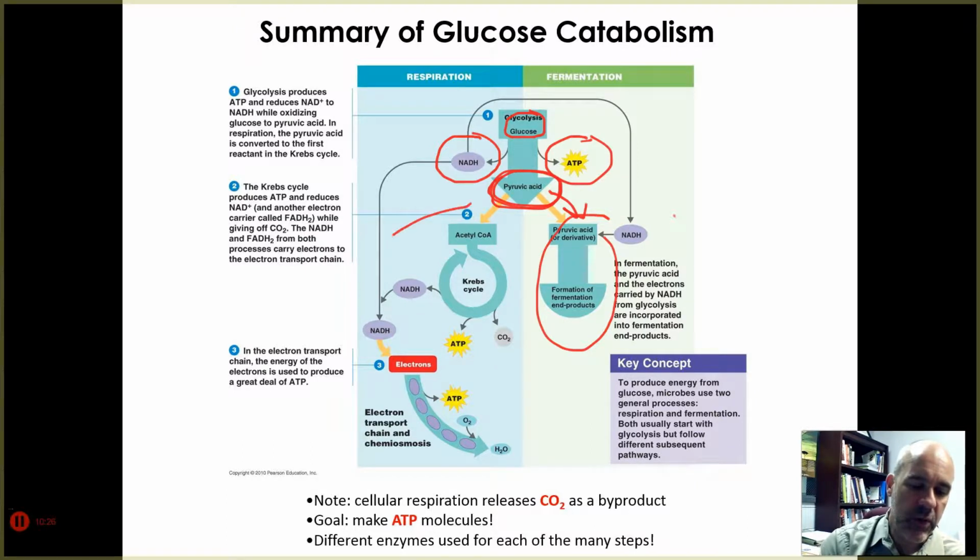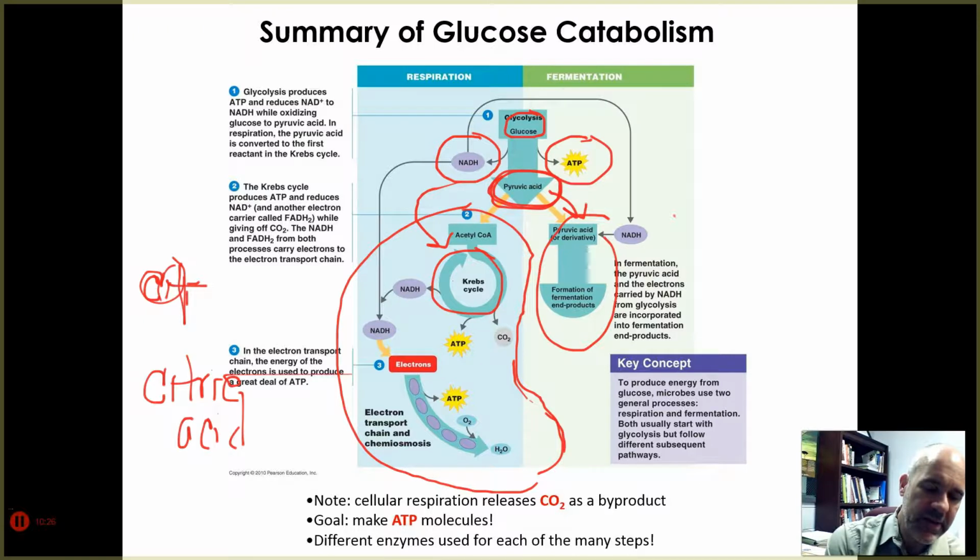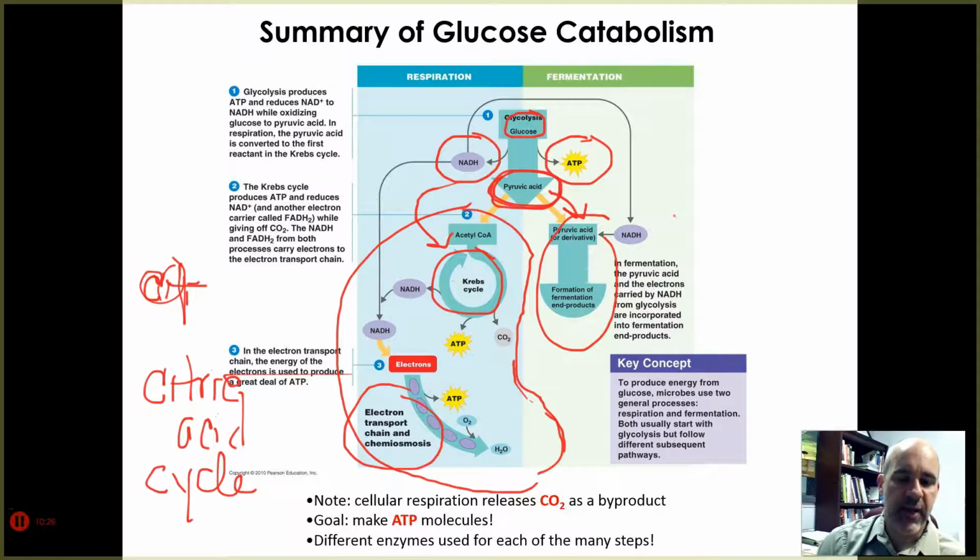The other option, though, is that you go through these processes over here and complete cellular respiration. So pyruvic acid will feed into a process that's called the Krebs cycle, and that's also known as the citric acid cycle. And then after that, there's another series of chemical reactions, another process called the electron transport chain that takes place. And those two processes together lead to a lot more ATP being produced.